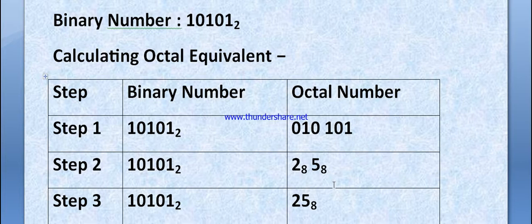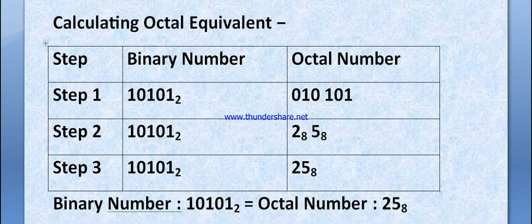So 010 and 101. You can see the numbers; I will tell you how to write the binary calculations. So 2 and 5 base 8, 8 is the common base. Now 25 base 8 is the octal number of this binary number.